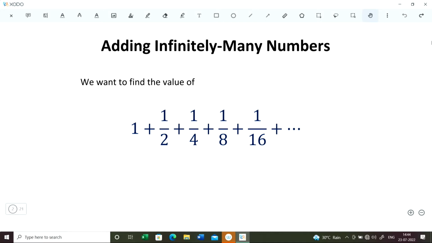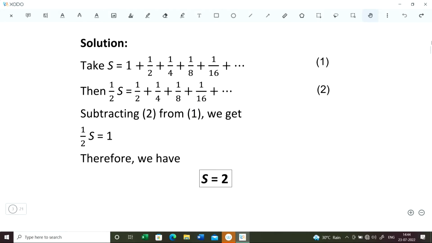Coming to the solution, it is very similar to what you said. I take S to be 1 plus half plus 1 by 4 and so on, and then I multiply this whole equation by half, which gives us the second equation. Now we see that a lot of terms are common in both the equations. So when we subtract these two equations, we get this result, and therefore our final answer turns out to be 2. Is everyone convinced with this argument?